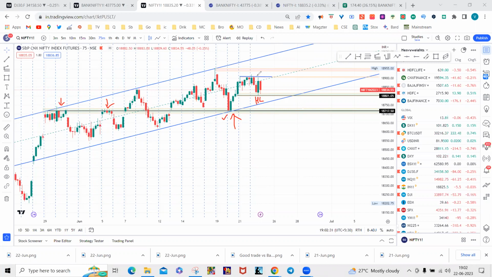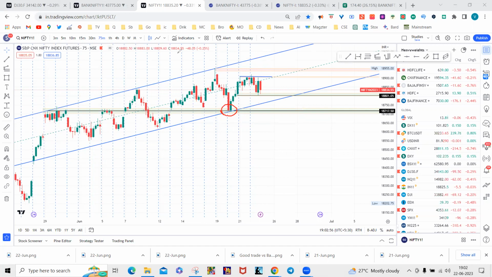Only thing pending is for our final confirmation, the price has to print a higher high to resume the uptrend. So till that time, I think the price can remain range bound. So this is what the chart looks like. But I think till this crucial zone is not broken, we need not be bearish on the markets.